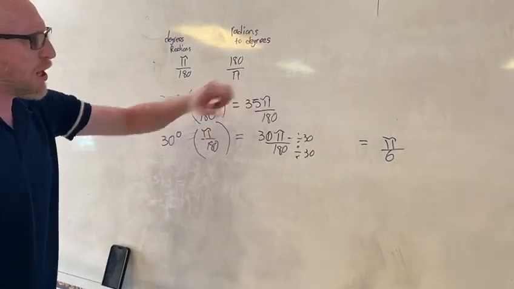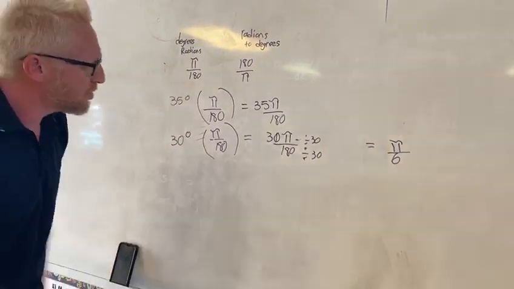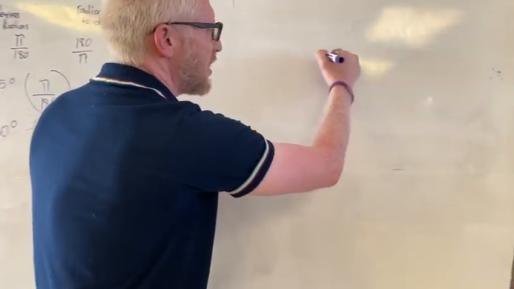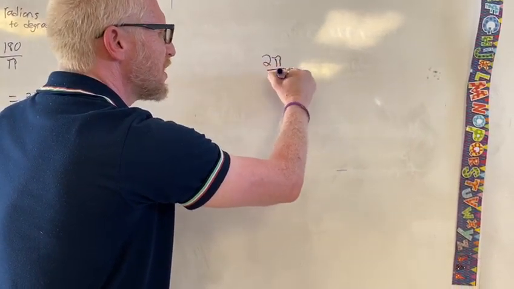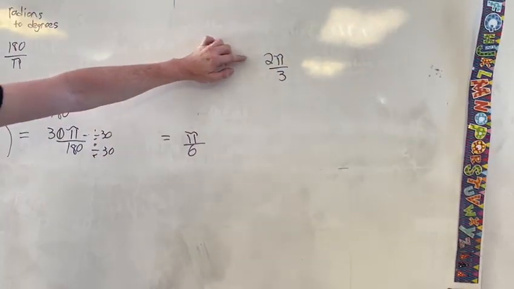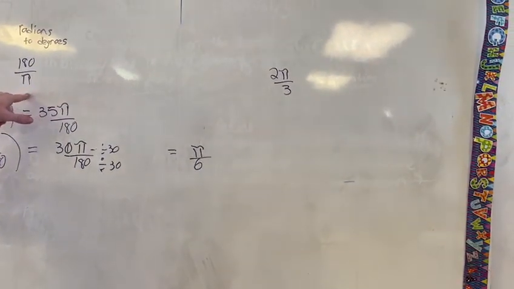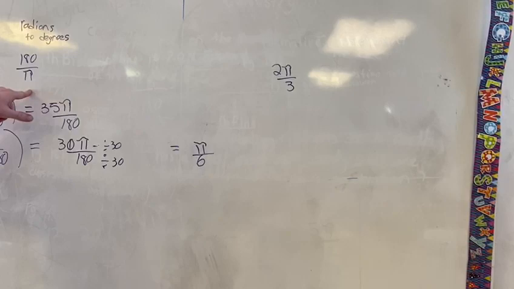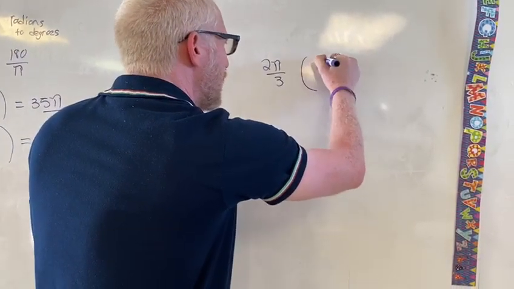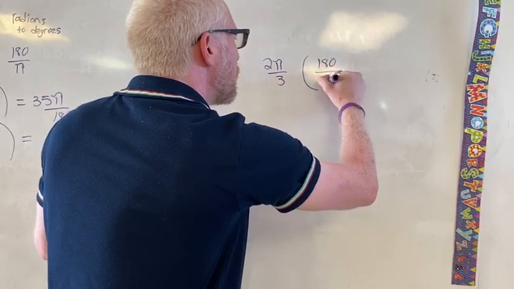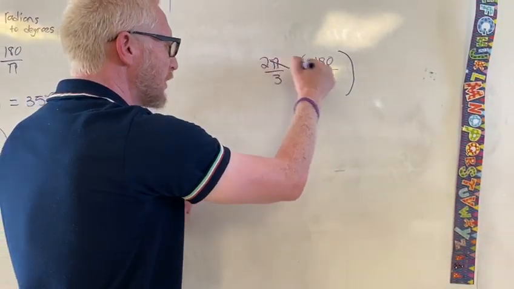So now we're going to do the opposite. What if I have a radian and I want you to go to degrees? Let's say I give you 2 pi over 3. Now if I'm going to turn this into a degree, you're going to use this formula here, so that the pi symbols will cancel each other out. So you're going to multiply it by 180 over pi. Pi symbols cancel each other out.